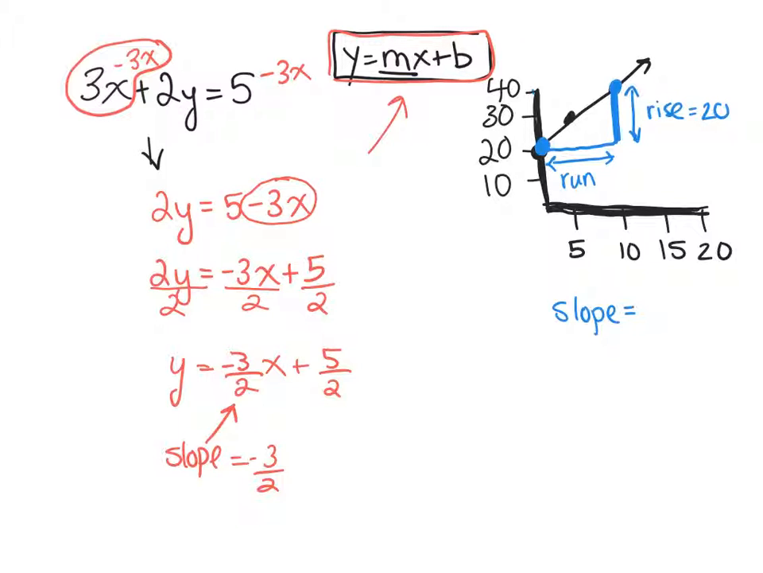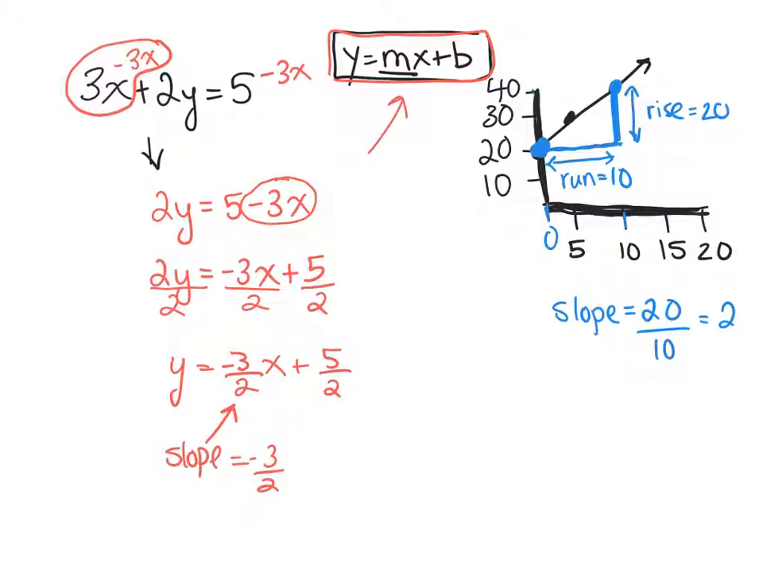So anyways, like I was saying, rise over run. So the rise is 20, and the run would go from 0 all the way over to 10. So that means the run would be 10. So the slope would be 20 divided by 10, and if we simplified that to lowest terms, it would be 2. Okay, so that's how you find it from a graph.